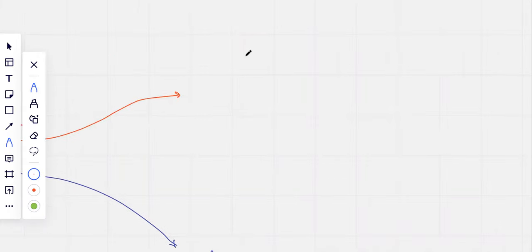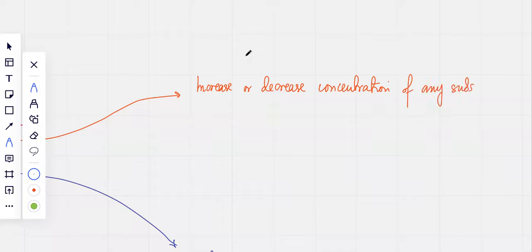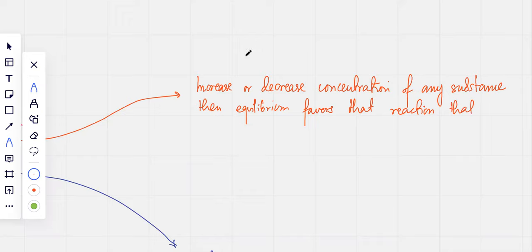So the rule for concentration is that if you increase or decrease the concentration of anything, whether it's your reactant or your product, any substance that's part of the equilibrium, then the equilibrium tries to do the opposite, or it favors that reaction that does exactly the opposite. So if I try to increase something, it's going to try and decrease the same thing. If I try to decrease something, then it's going to try and increase the same thing.